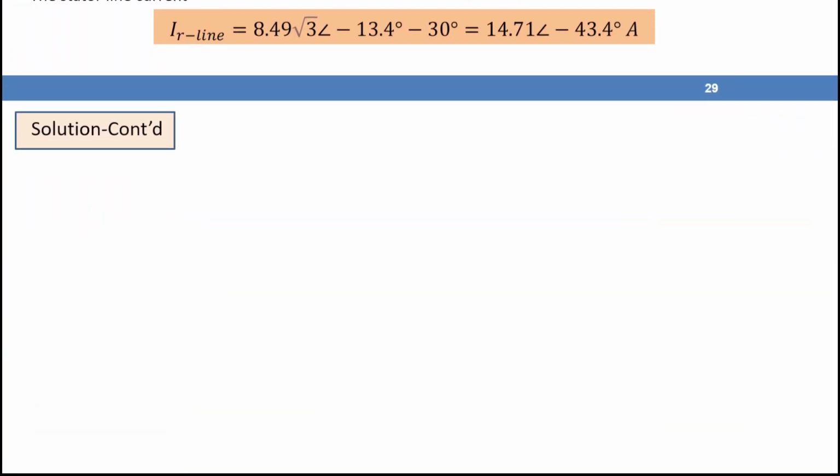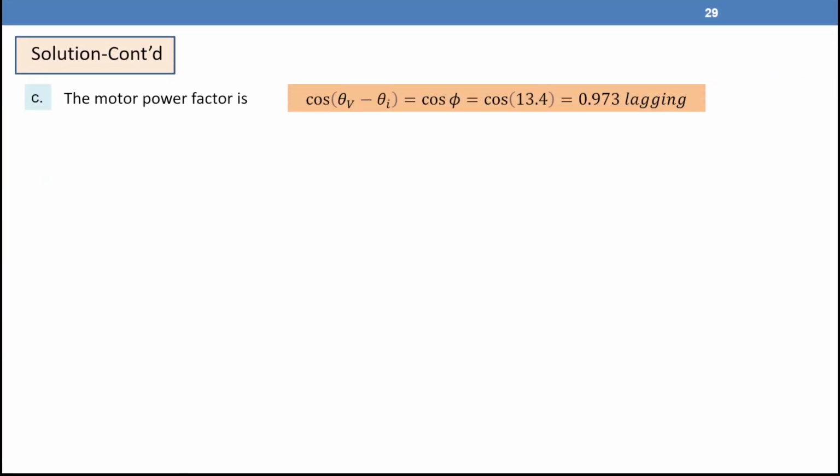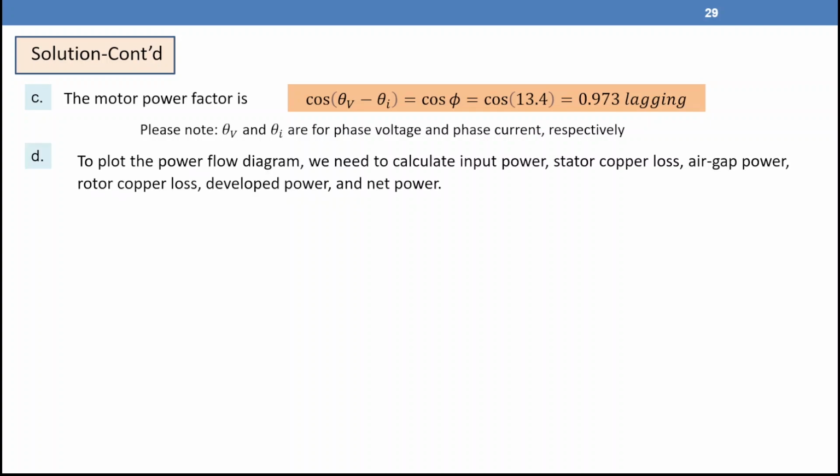What about the motor power factor? To calculate the power factor, cosine (theta V minus theta I) for phase values. So cosine phi equals cosine 13.4, where the voltage angle is 0 and the phase current has an angle of minus 13.4, so the power factor equals 0.973 lagging. Please note that theta V and theta I are for phase voltage and phase current, not phase voltage and line current. So we need to plot the power flow diagram.